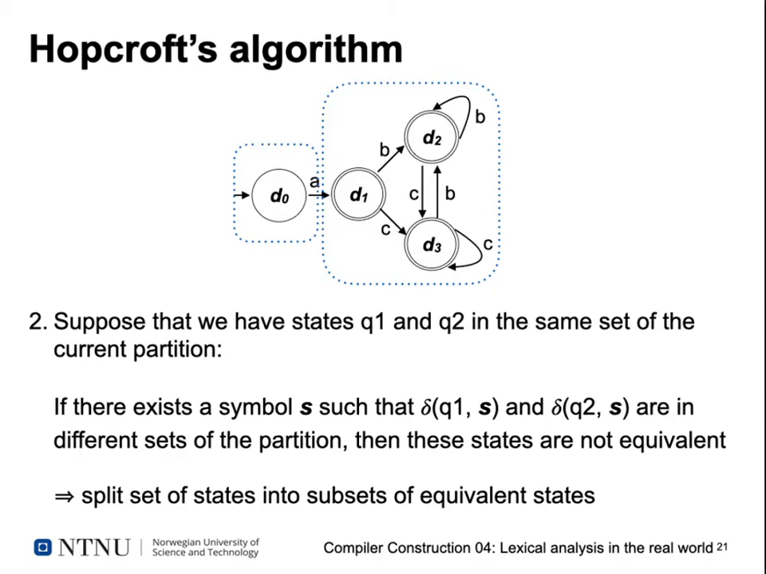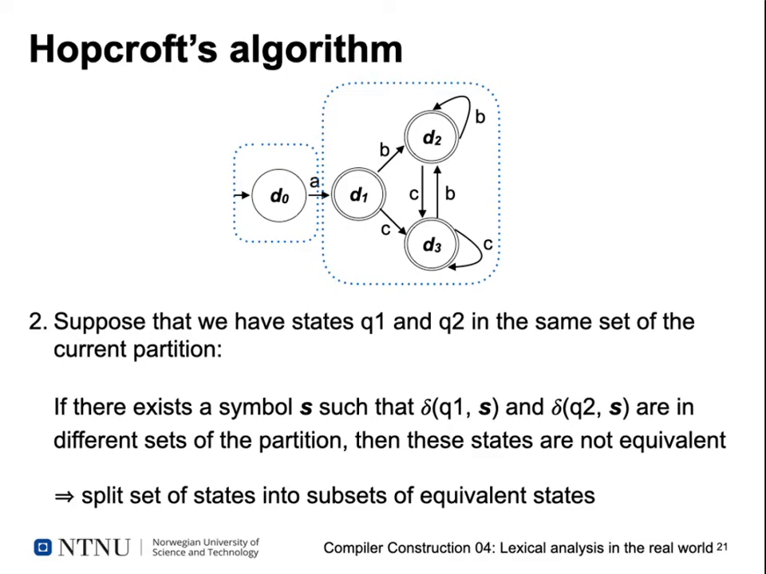So in our next step, let's assume we have two states Q1 and Q2 in the same set of the current partition. Now, if there is a symbol S, so that we find out that the delta function of the first state, reading a character S, and the delta function of the second state, also reading the same character S, are in different sets of the partition.